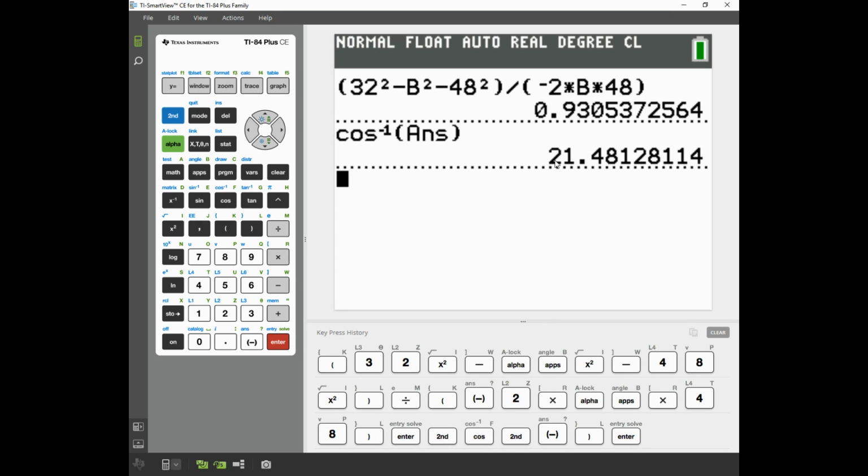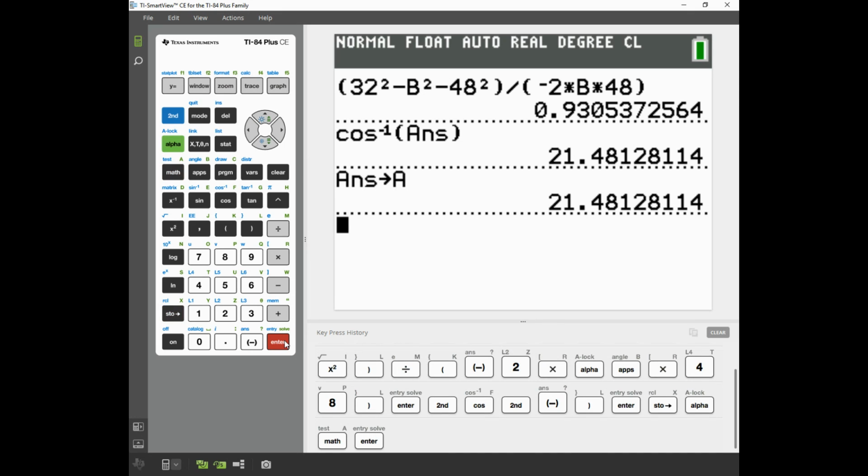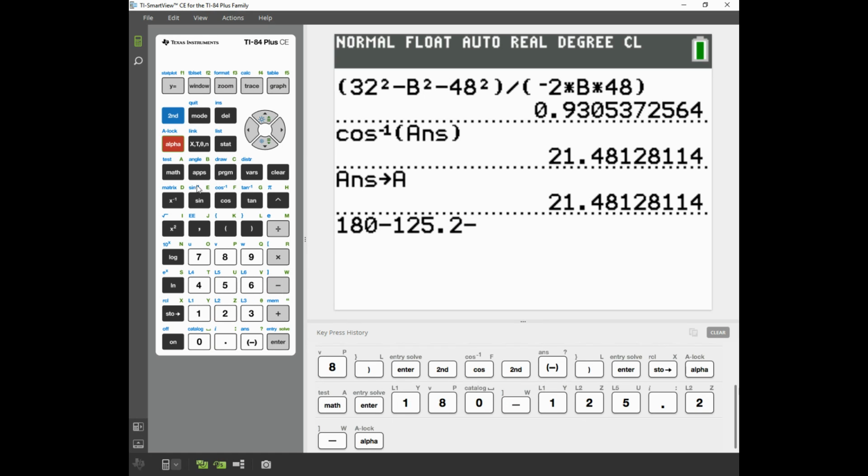And of course, that was angle measure A, so if I wanted to store that, again, I could push the store button, and I'll do alpha A. Then when I went to calculate angle C, I said 180 minus the given angle B, which was 125.2, minus alpha A, which is the 21.48. I could have also used second answer here. And that gives me my 33.32 that we put on our paper.